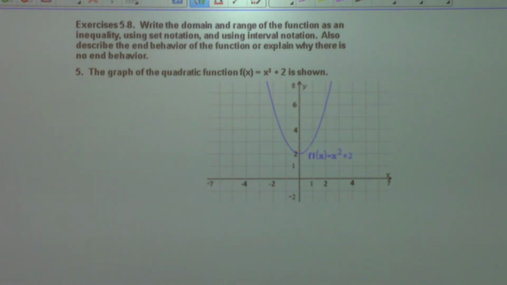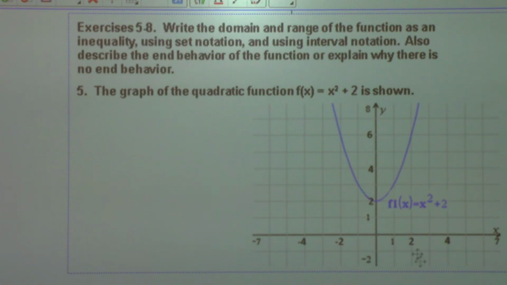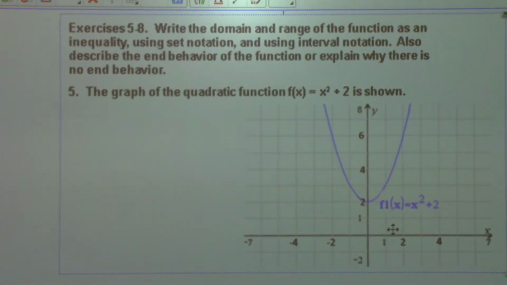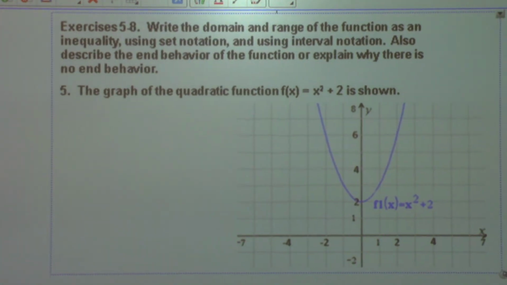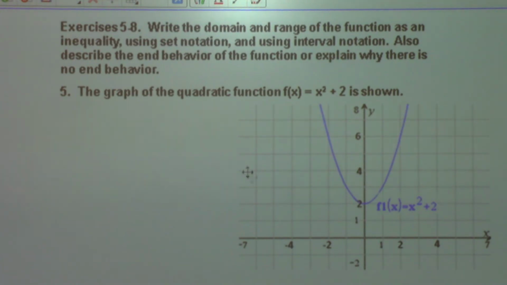So now we have a graph, and we're going to look at taking the graph here and following the instructions. Write the domain and range as inequality, set notation, and interval notation. So let's just have the list of domain. For domain, I'm going to abbreviate as big D colon, right?